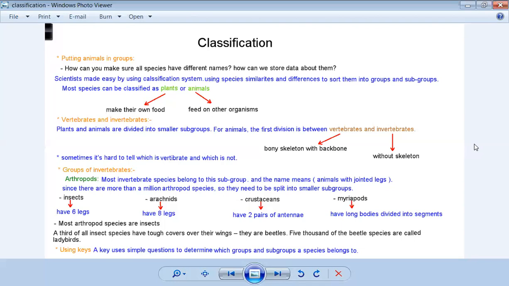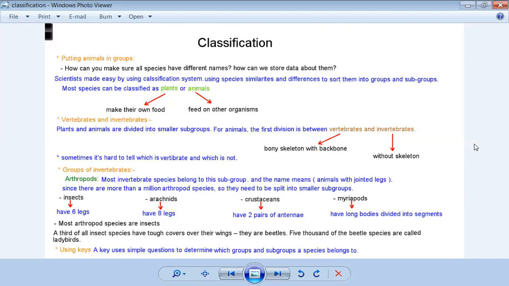Now let's continue. Most arthropod species are insects. Most of these arthropods that we saw are insects. We can see the fly, the bees, the ants, and the butterflies. They are more than the other groups. We have more insects than arachnids, crustaceans, and myriapods.